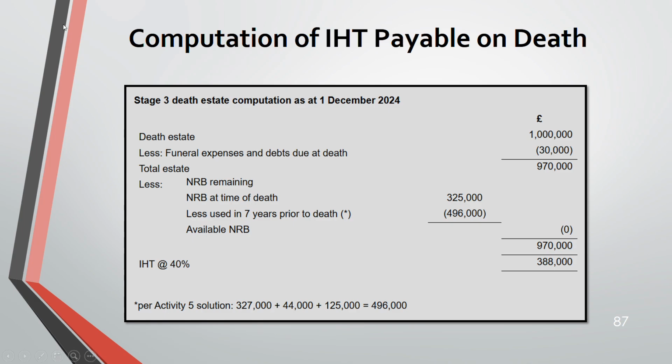So this is the answer for activity 7. Leaving the estate of 1 million, funeral expense 30. Then the nil rate band, how they have got the 496. This from the first gift in activity 5. This from the second. This is from the third. These are all within 7 years. The gross chargeable value total 496, which have utilized the nil rate band. So there is no nil rate band available. And then tax at 40%.